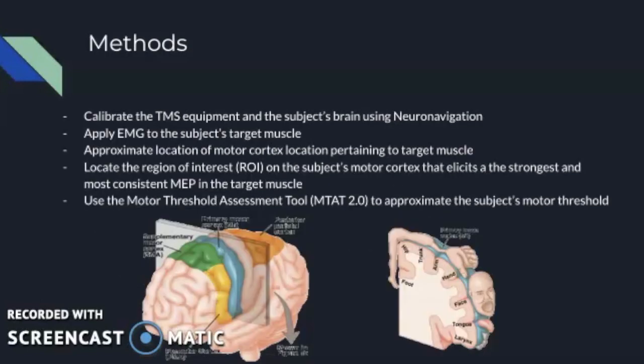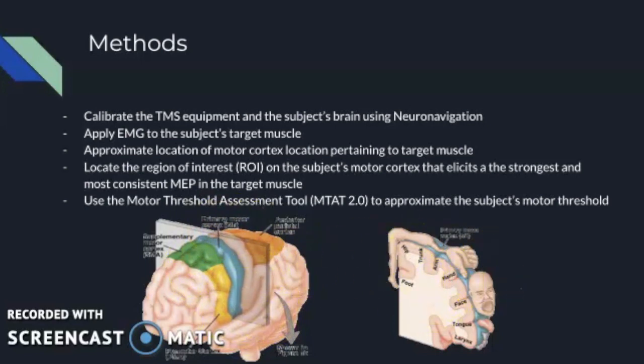Now taking a look at our methodology, we use the DuoMag TMS equipment and the BrainSight neuronavigation technology to conduct these studies. First, we had to calibrate the DuoMag TMS equipment with the BrainSight neuronav so they could work together. The approximate location of the motor cortex was then located on the participant, and the approximate location of the region of interest we wanted to stimulate was identified. The motor cortex is on the posterior side of the frontal lobe, which can be seen in this figure right here.